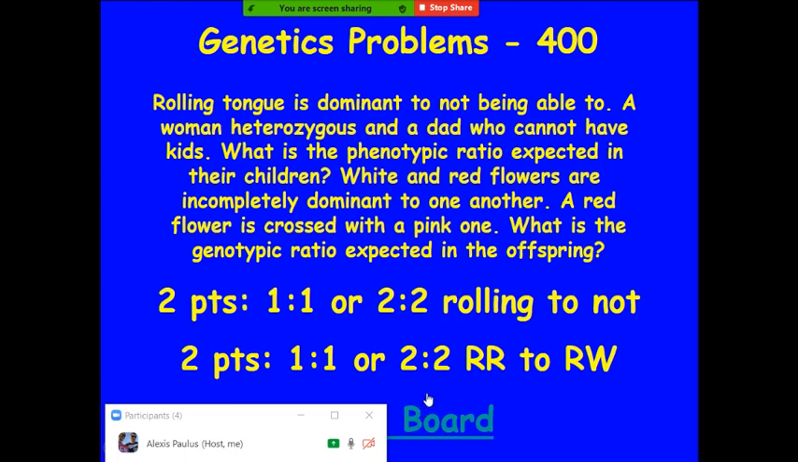Okay, so first question, what is the phenotype ratio expected in the offspring? That's going to be a 1-to-1 or 2-to-2. 2-to-2 should always be reduced to 1-to-1. Rolling the tongue to not being able to. Second question, what is the genotype ratio expected in the offspring? That's going to be 1-to-1, big R, big R, which is going to be red, and big R, big W, which is going to be pink.